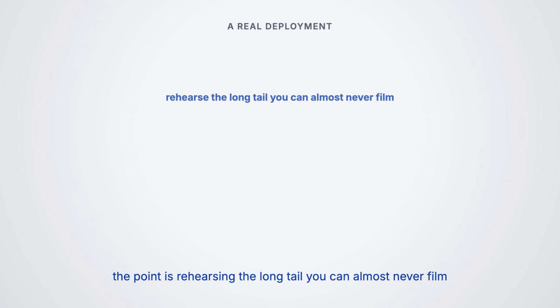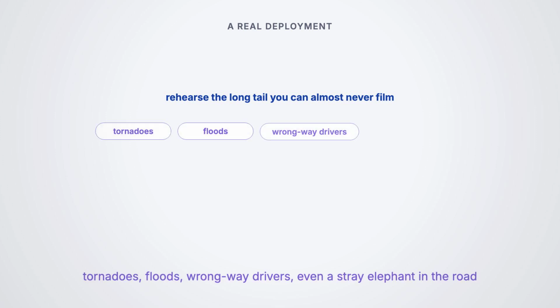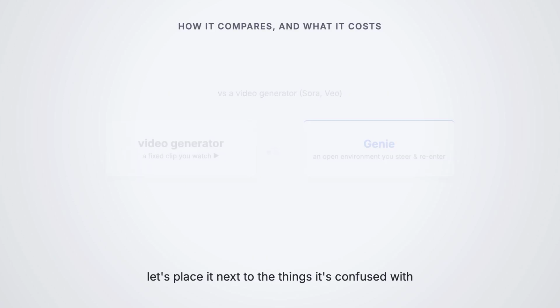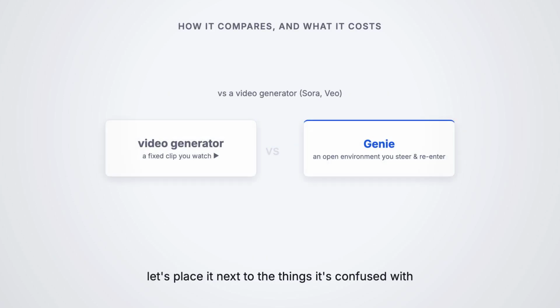The point is rehearsing the long tail you can almost never film. Tornadoes, floods, wrong-way drivers, even a stray elephant in the road. Waymo has driven nearly 200 million autonomous miles for real, and billions more in worlds like these. Let us place it next to the things it is confused with.